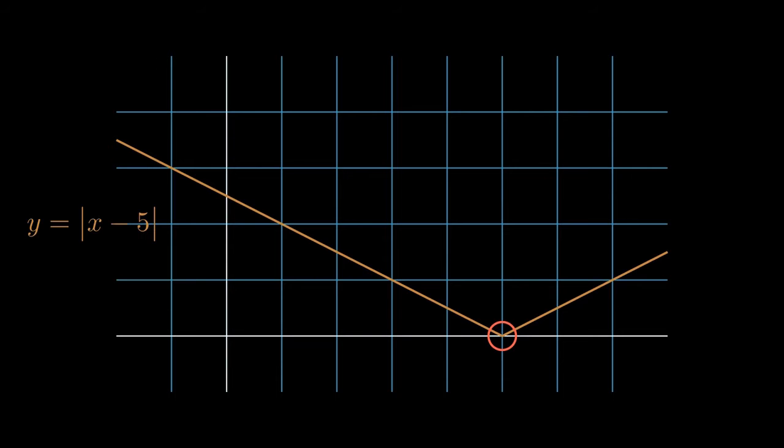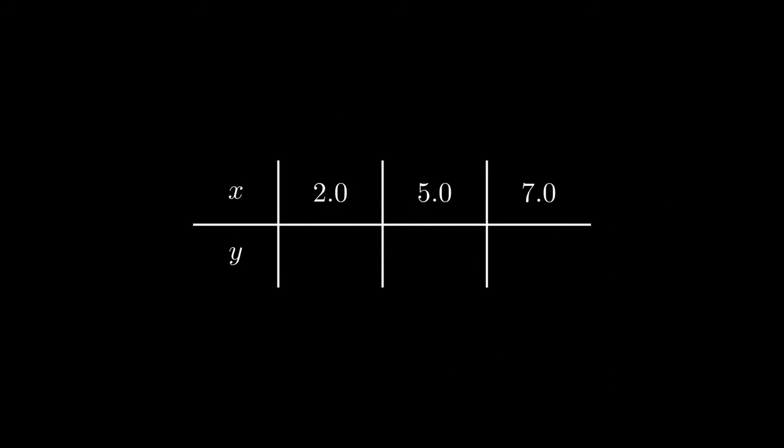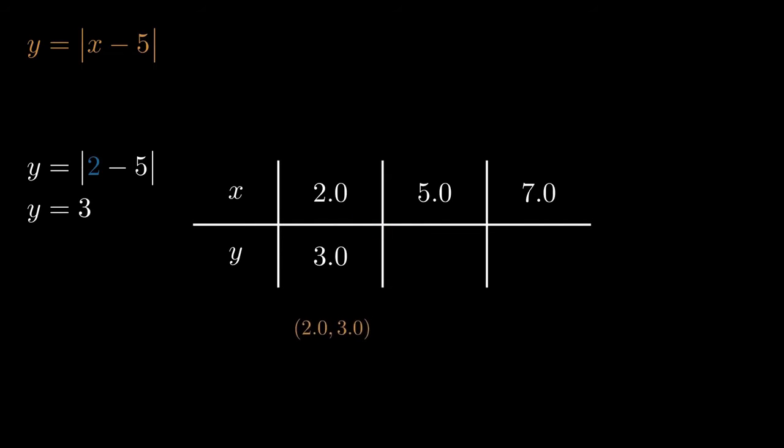All right. So we're going to make a table. And I'm going to choose 5 because that's a critical value. And then I'm going to choose a point to the left, say 2, a point to the right, say 7. You could choose different values, but that's what I'm going to work with. Okay, so we stick those into the function. Start with 2. 2 minus 5 is negative 3. The absolute value is positive 3. There's our first set of coordinates.